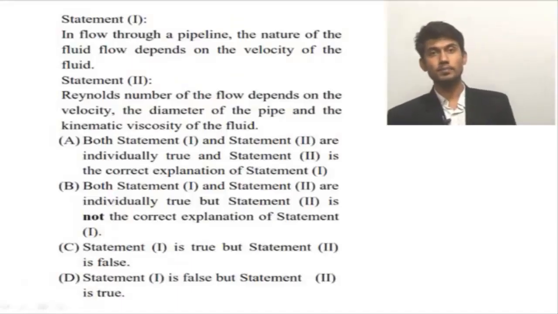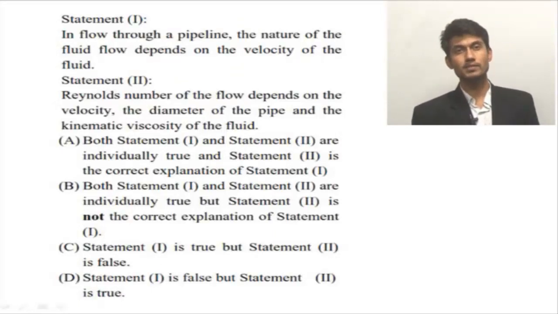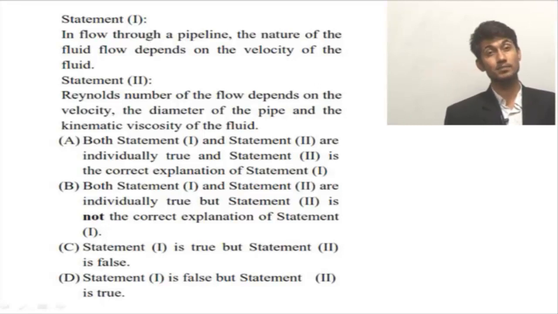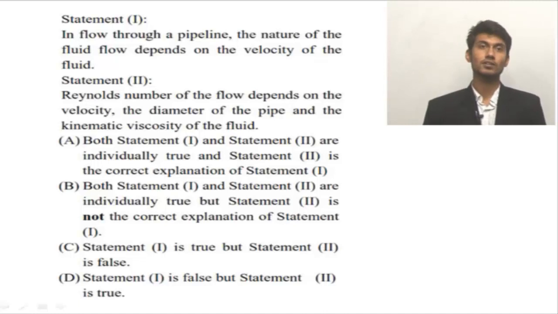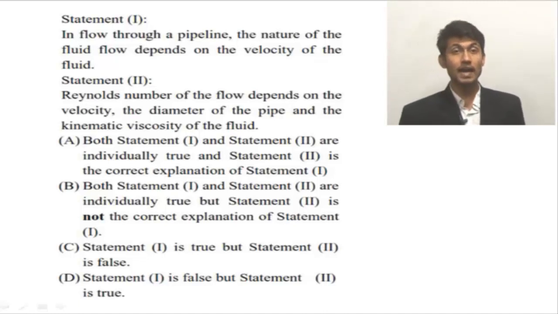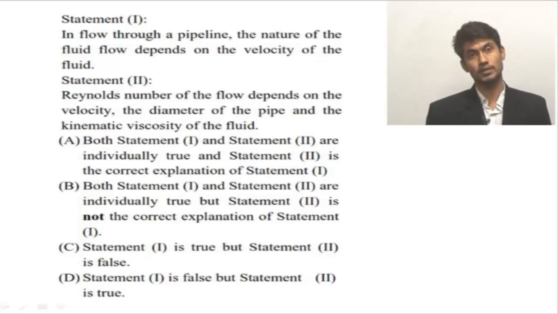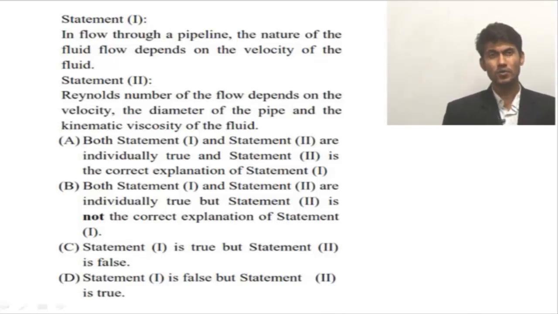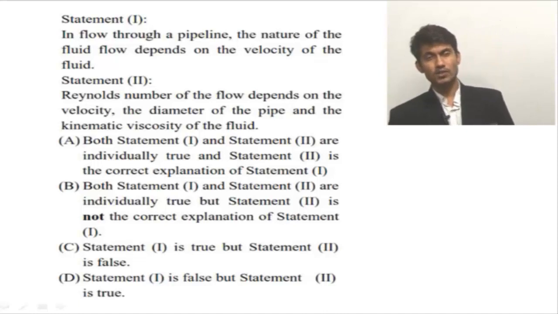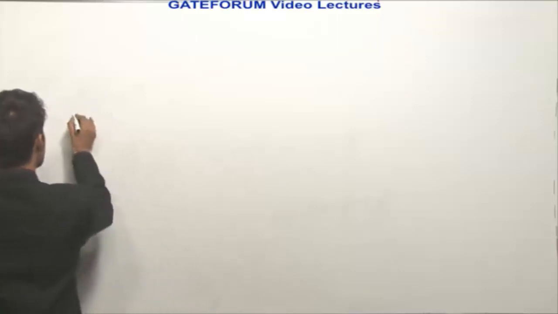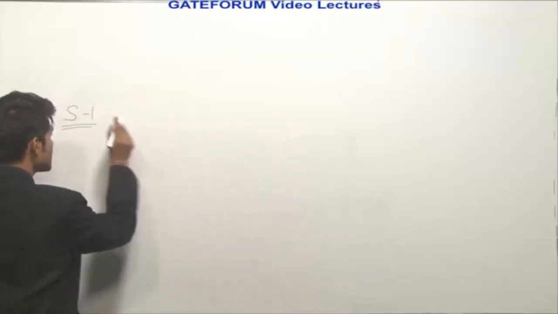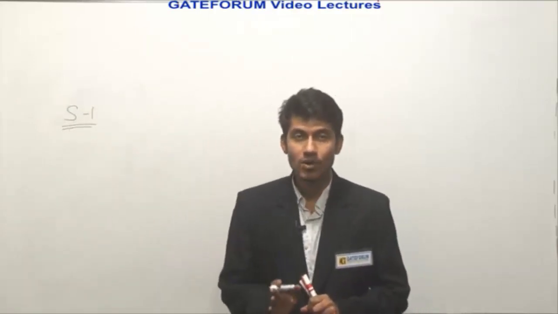In flow through a pipe, the nature of fluid flow depends on the velocity of fluid. It is given as statement 1. Now statement 2 is Reynolds number of the fluid depends on the velocity, diameter of the pipe and kinematic viscosity of the fluid. Now these 2 statements are given and 4 options are given. We need to find which of these options is correct for our statements. Now statement number 1 tells that in a flow through a pipeline, nature of fluid flow depends on velocity of the fluid.